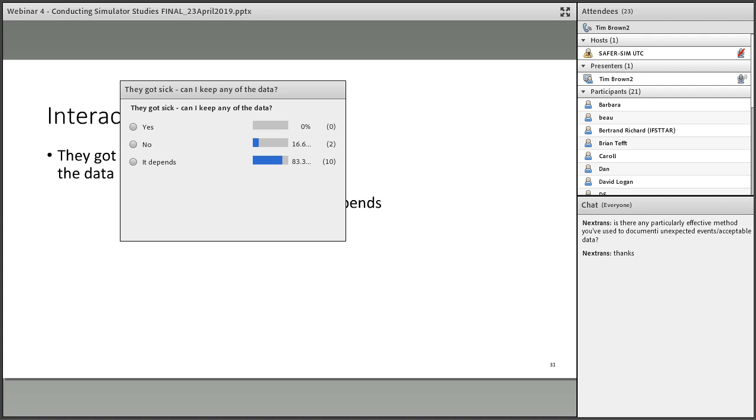Well, there's no automatic yeses in there, so that's a good thing, because if they got sick, your best hope is it depends, and sometimes the answer is no.